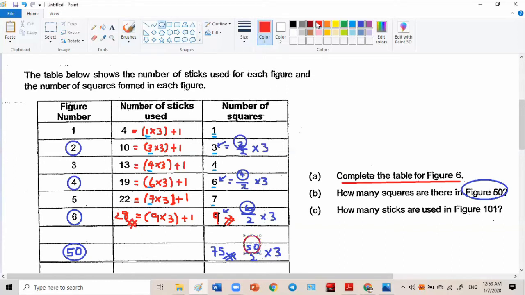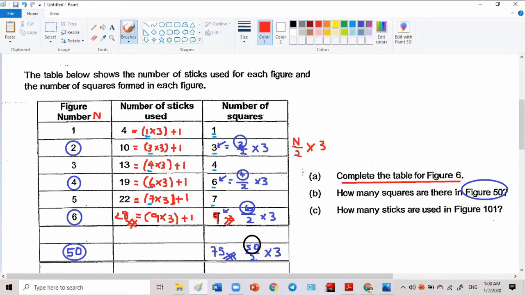Okay, what is this secret formula for the even numbers? Whatever number you have, I shall call it figure number. So whatever figure number you have for the even number, basically the general formula is n divided by 2 times 3, the secret formula. Okay, so we have done our B part.